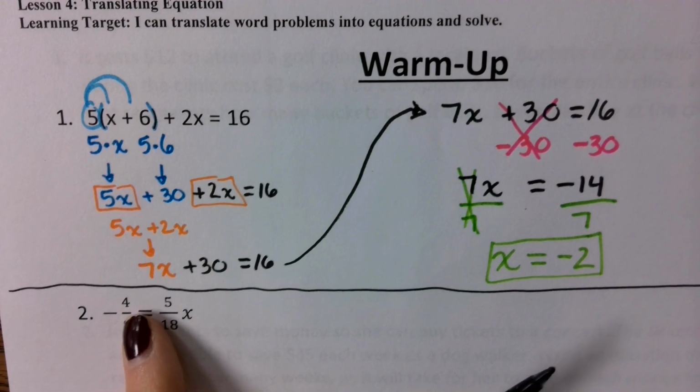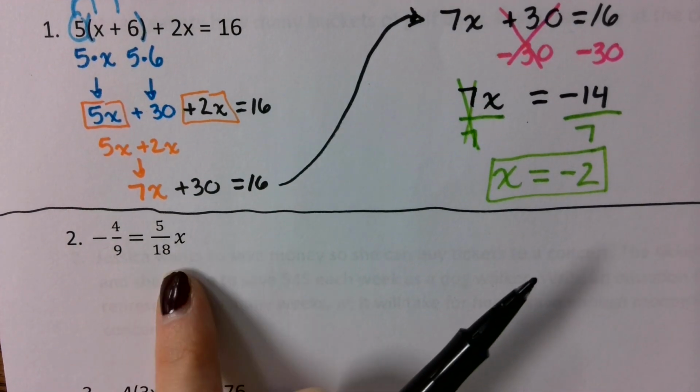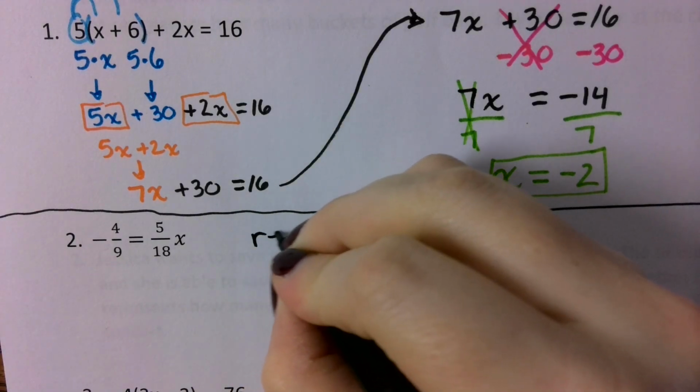Next problem here, we have negative 4/9 is equal to 5/18 x. I don't like that. Why don't I like it? What's wrong? Something's glaringly wrong here. It's supposed to be reversed, right? We've got to do that rewrite.